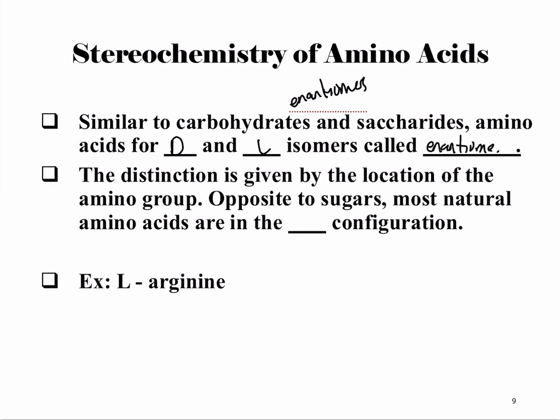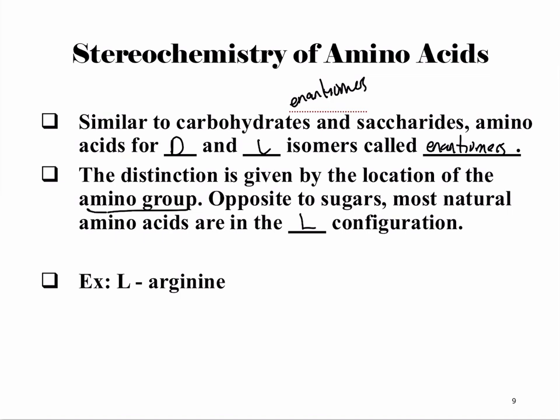I don't know why I wrote it twice. The distinction between these, instead of the carbohydrates where you saw it was the position of the hydroxyl group on the penultimate carbon, is going to be based off of the amino group in an amino acid. And so opposite to carbohydrates, where almost all naturally occurring carbohydrates were in the D configuration, almost all amino acids are going to be in the L configuration. All natural amino acids are going to be in the L configuration.